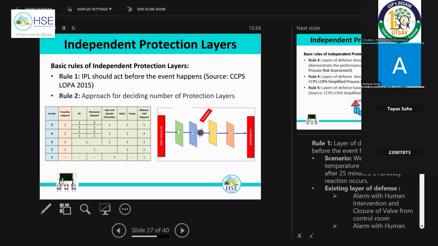Again, repeating, the basic source is the CCPS book, that is CCPS LOPA 2015. That is a reference book. You can directly search for the CCPS LOPA 2015 book, so you will get the PDF and you can just refer to that. So IPL should act before the event happens.